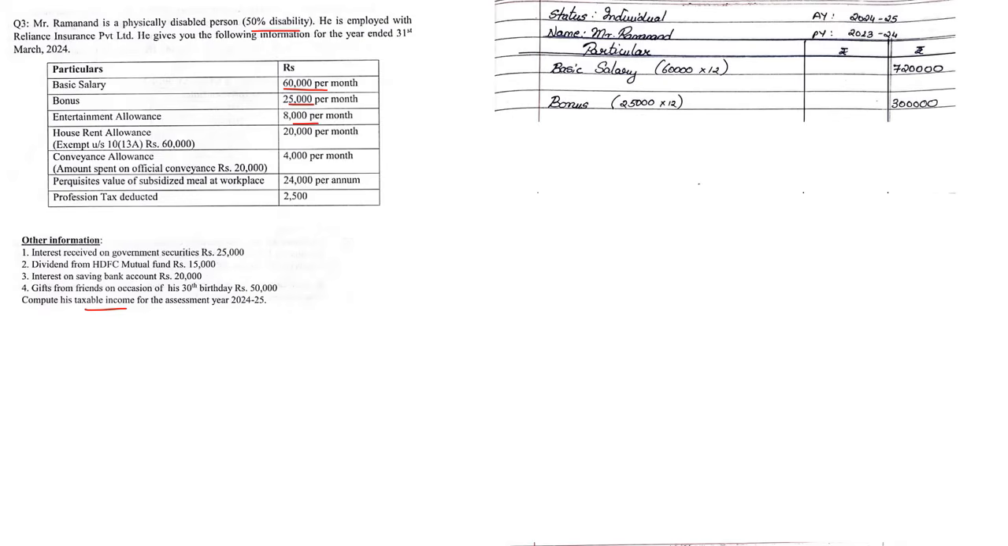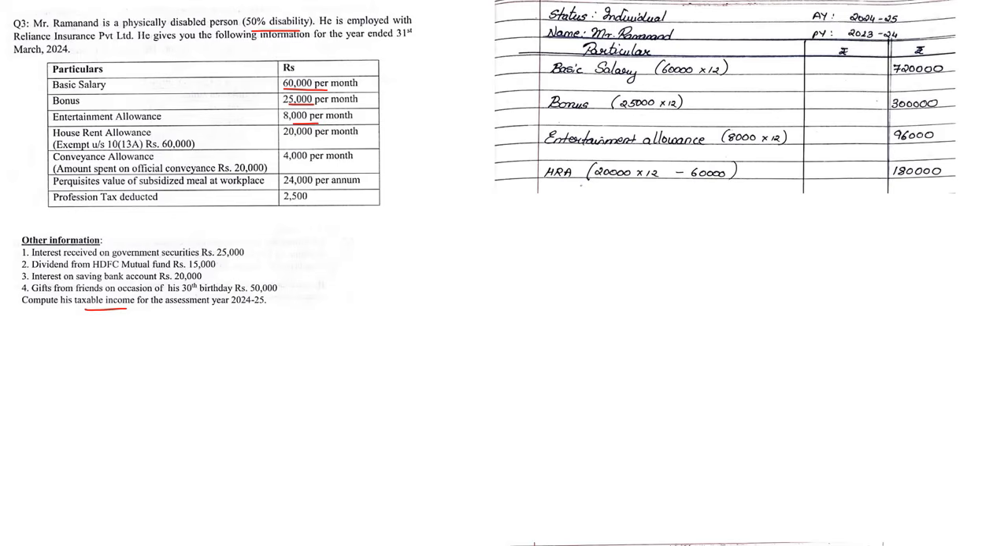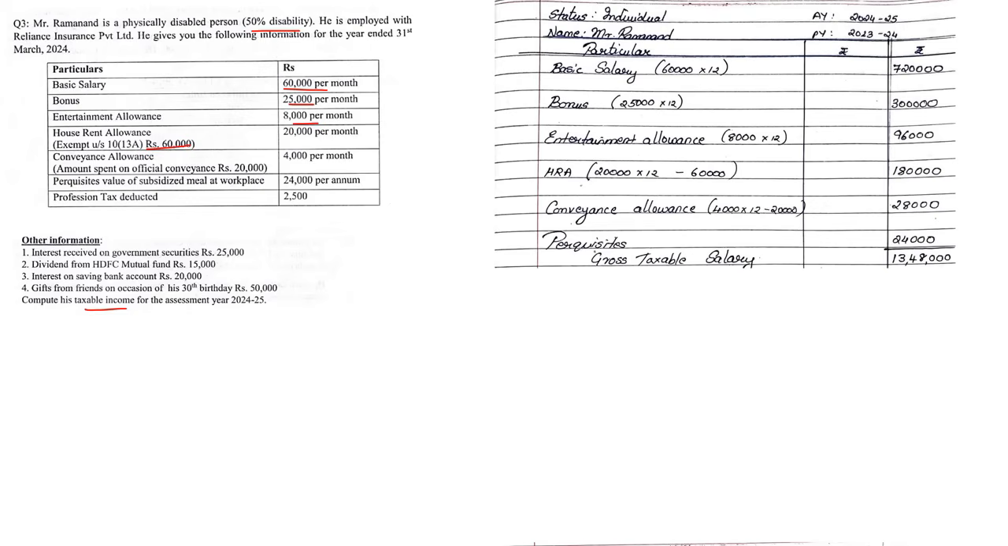Entertainment 8,000 a month. So 8,000 into 12 comes to 96,000. House rent allowance 20,000 per month. So 20,000 into 12 is 2,40,000 minus 60,000, which comes to 1,80,000. Whatever is exempt, minus it. Conveyance allowance 4,000 per month. So 4 12s are 48, minus 20, so that comes to 28,000. Perquisites are all taxable, 24,000 per annum. So we noted down, we added up, and we got the value as gross taxable salary 13,48,000.